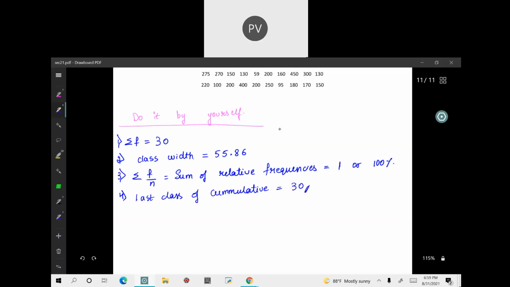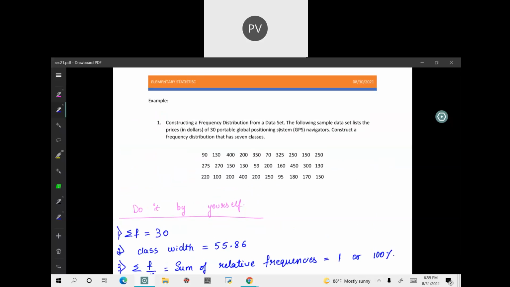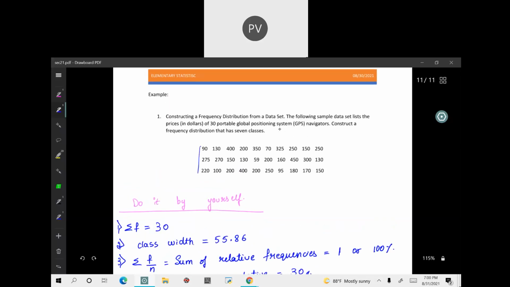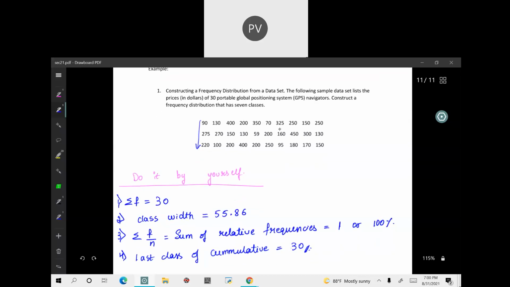Identify the lowest value and the highest value, and then create a class. Remember, how do you create a class? You take the lowest value, add the class width to it, and you get the second class limit. Likewise, you keep on doing. Once you find all the class limits, you are going to tally, or just find the values. For example, 90 fits in which class limit? Find that, then you get your frequencies. After that you are going to find the relative frequency as well as cumulative frequencies.